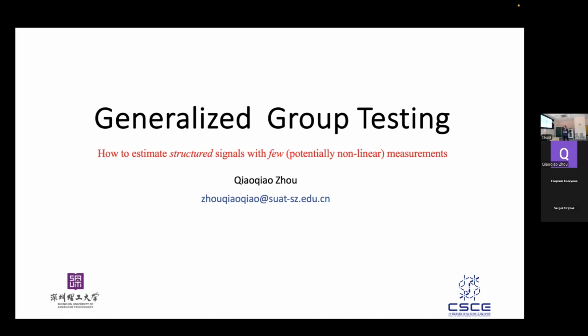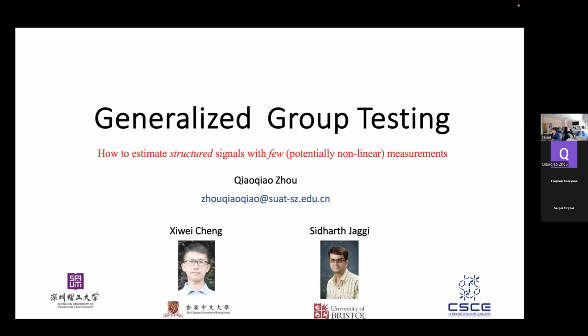Okay, thanks for having me. It's a good pleasure to present my work. I'm Qiaoqiao Zhou from Shenzhen University of Advanced Technology. Today I'm going to talk about generalized group testing. It is a topic about how to estimate structured signals with fewer, potentially nonlinear measurements. This is joint work with our undergraduate student Shiwei Chen from the Chinese University of Hong Kong and Siddharth Jaggi from the University of Bristol.